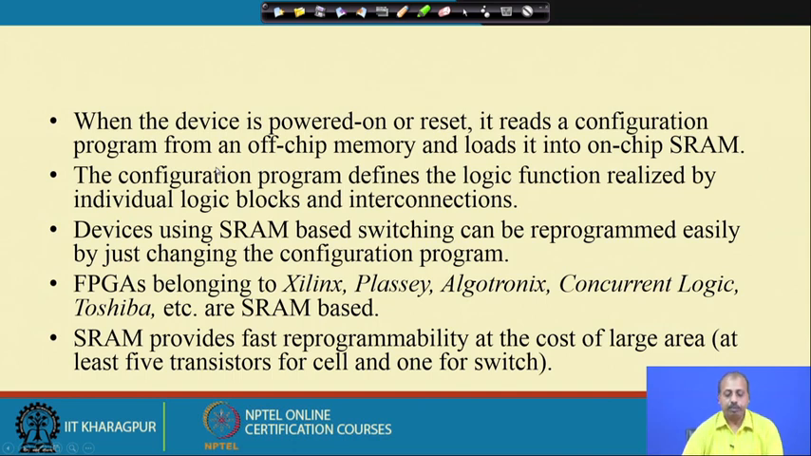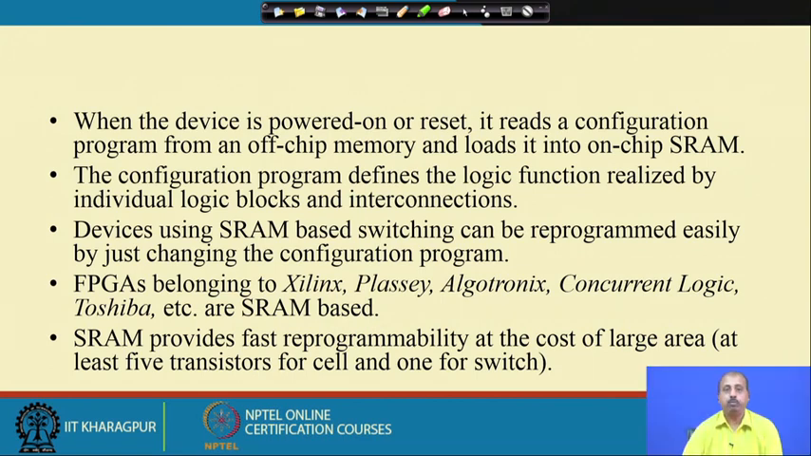Now, when the device is powered on or reset, the SRAM based FPGA reads the configuration program from an off chip memory and loads it into on chip SRAM. So, the FPGA chip will have an SRAM which will hold the configuration program. When the chip is switched on or reset, the configuration program will be loaded from off chip memory to the SRAM. The configuration program defines the logic function realized by individual logic blocks and interconnections. So, that will determine the logic implemented by the logic blocks and the interconnection, and that will determine the overall functionality of the FPGA chip.